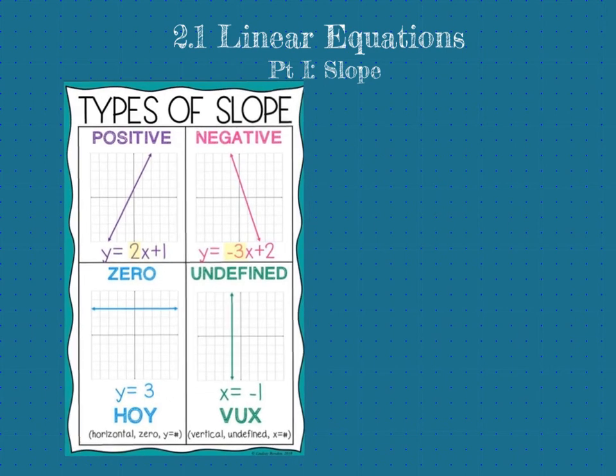So just be aware that there are 4 types of slope, and I would definitely take note that a horizontal line has a 0 slope and is of the form y equals a number, hoi, and a vertical line has an undefined slope and is of the form x equals a number, vux. This is just a little acronym to help you remember the difference between horizontal and vertical lines.